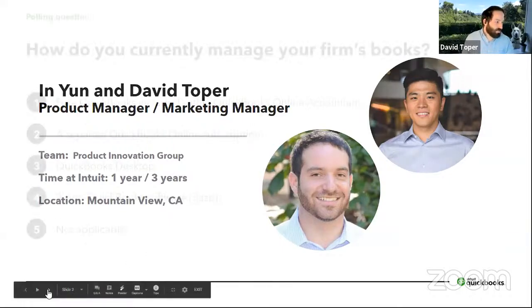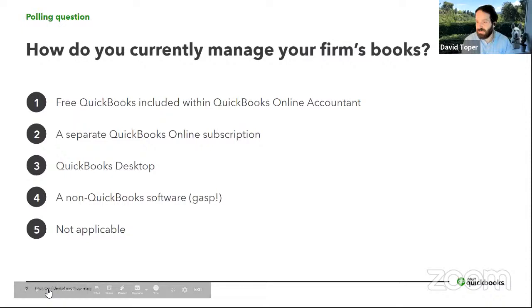And so let's start with the poll question, I think. We'd love to know how you're currently managing your firm's books. You might be using desktop, you might be using a demo company, you might have QBO as a client for your firm, or as a sandbox. So let us know, of these four options, which one you're currently using for your firm.